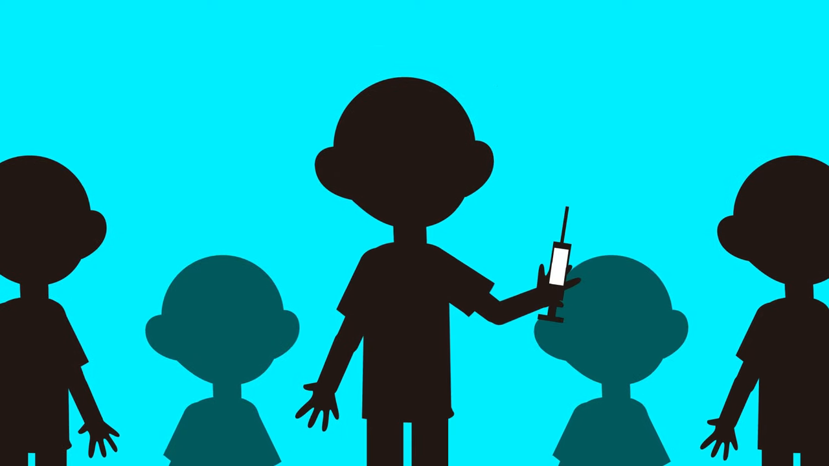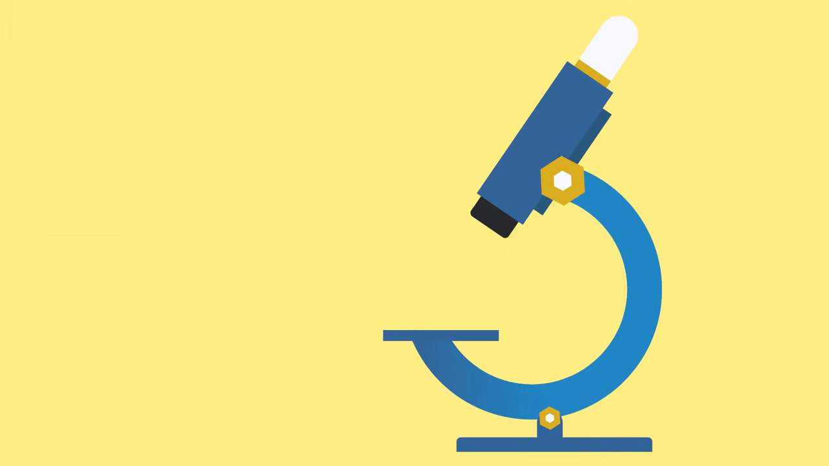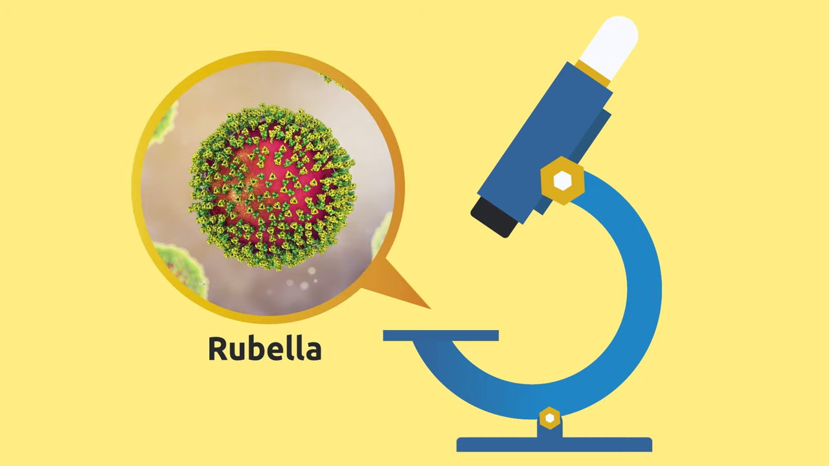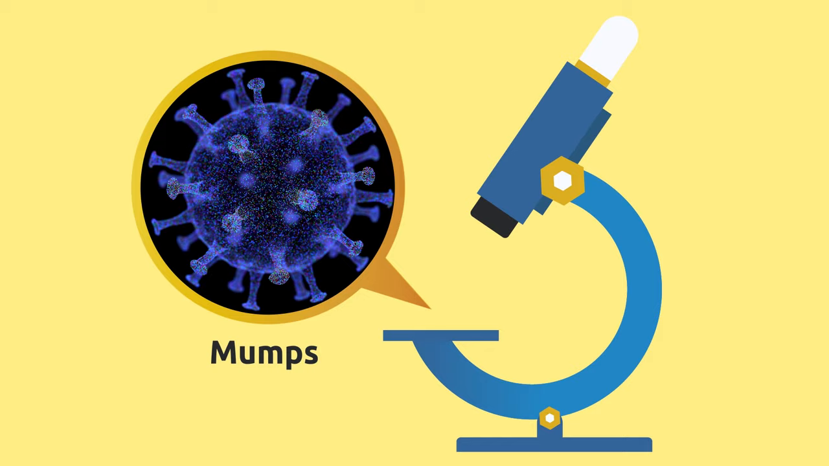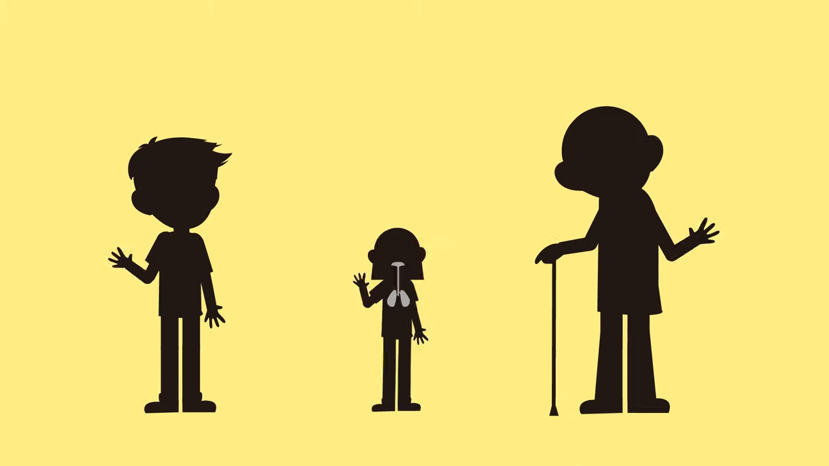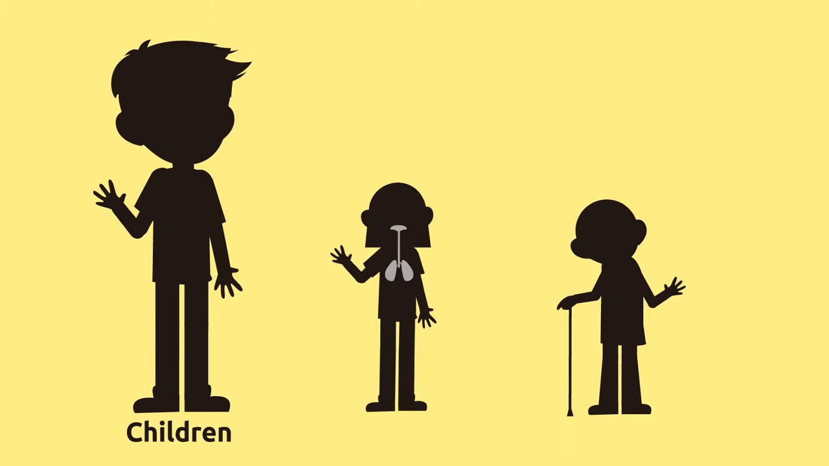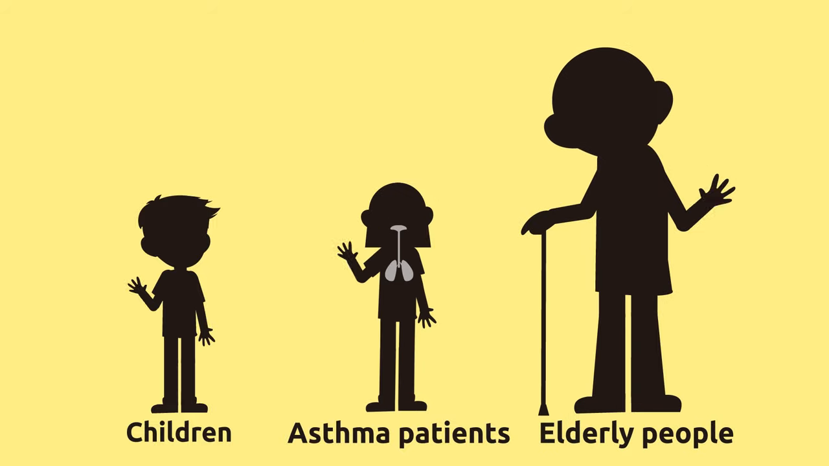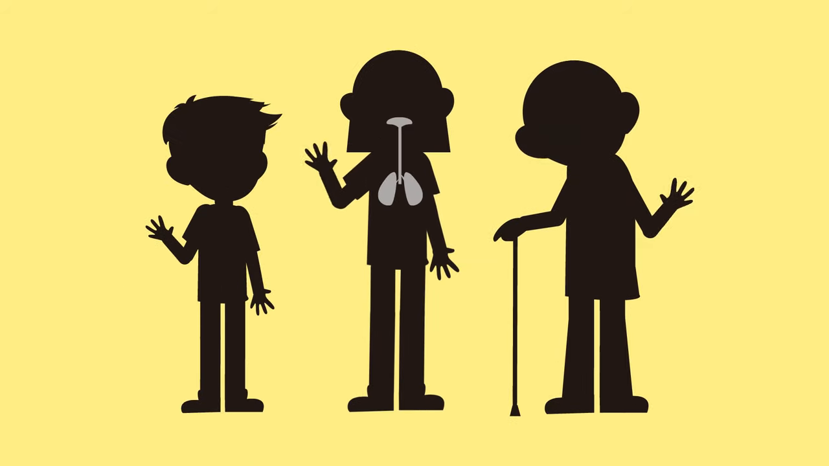Other diseases caused by a virus attenuate their effect the moment we get infected, but thanks to vaccines, they are not lethal. These diseases are measles, rubella, or mumps. However, high-risk populations like children, asthma patients, or elderly people should be vaccinated every year.